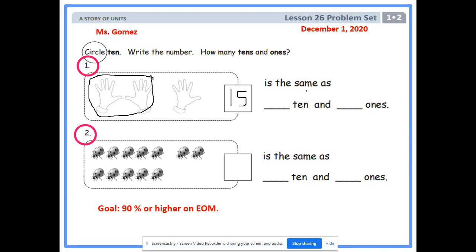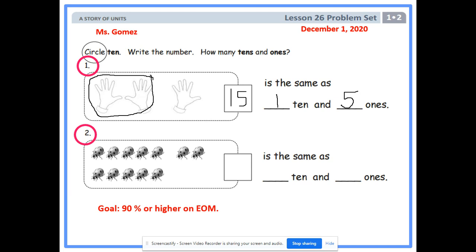And now 15 is the same as how many 10s and how many 1s? Well, look at your picture. How many groups of 10 do you have? Get ready. Yes, only one. So write a 1. And how many 1s? How many that you did not circle? Get ready. Yes, 5 1s. Simple, right?